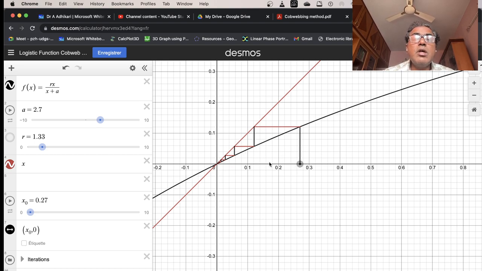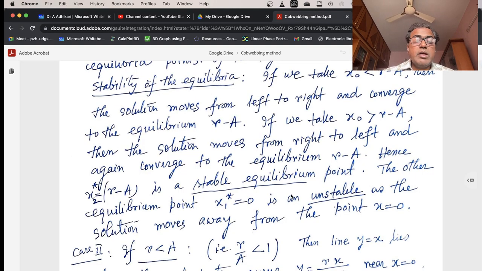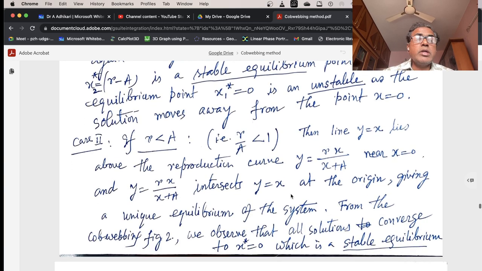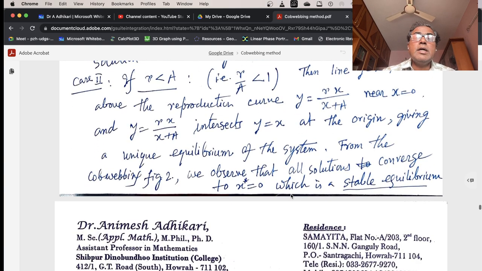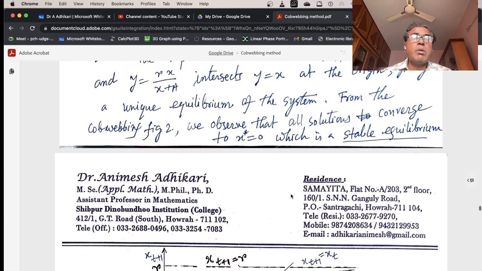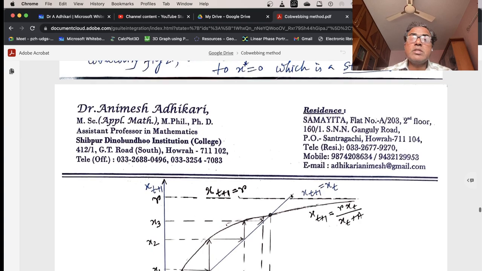We see the solutions go to the origin by Cobweb. Here, when r is equal to 1.3 and a is 2.7, r is less than a, so we get only one equilibrium point, and this equilibrium point is a stable equilibrium point. The line y equals x lies above the production curve, and y equals x at the origin gives a unique equilibrium of the system, a stable equilibrium point, from the Cobweb figure.